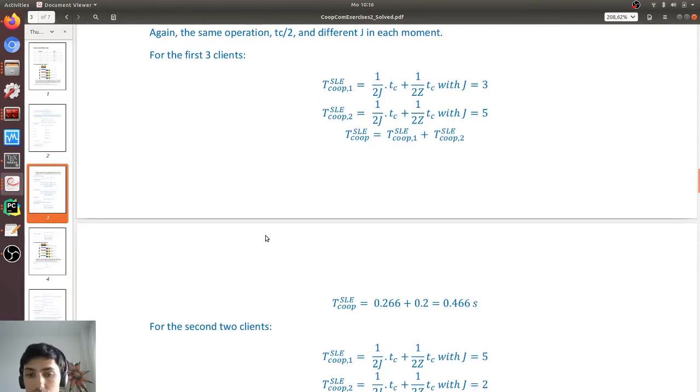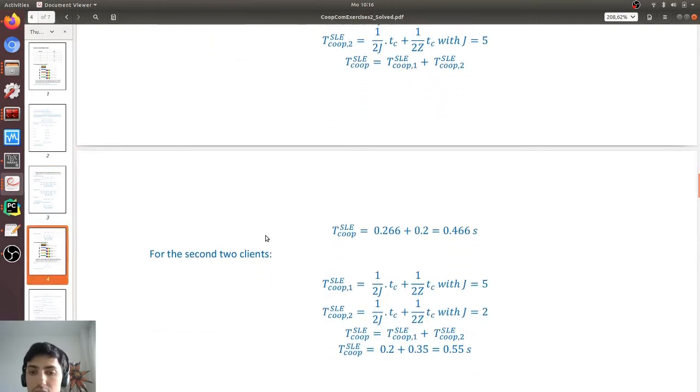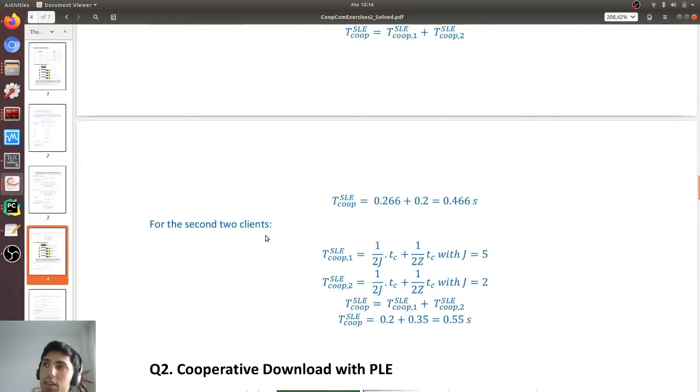Then for the second 2 clients is exactly the same. Okay, so you can see here, I will drink a little bit of water, if you excuse me.